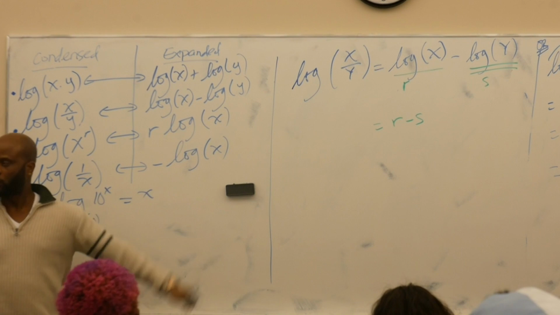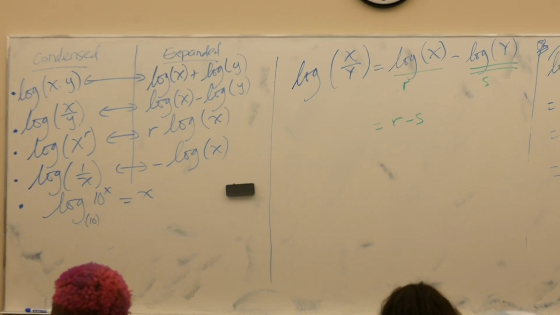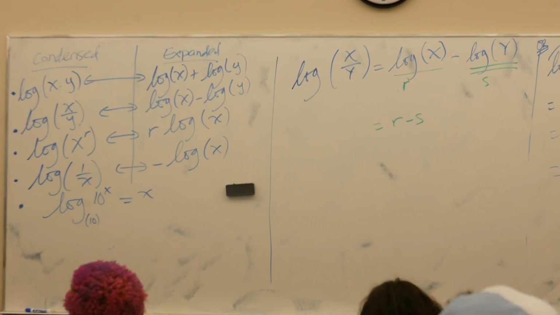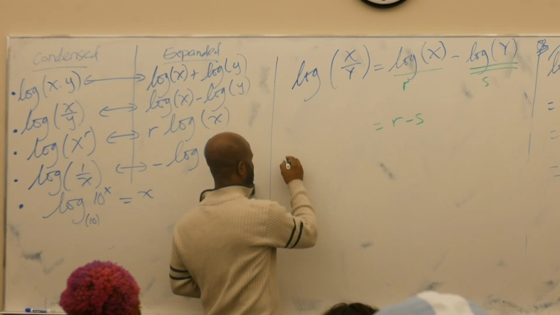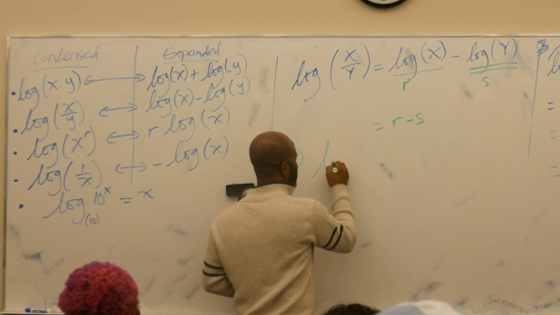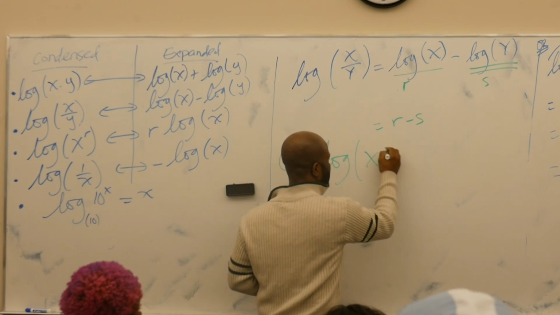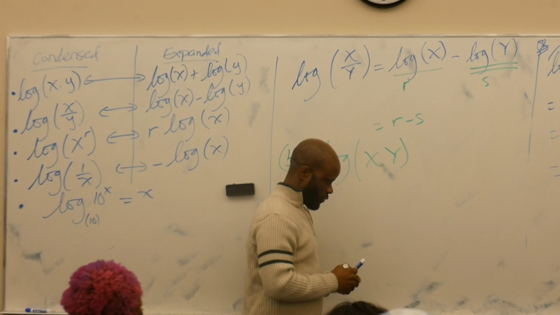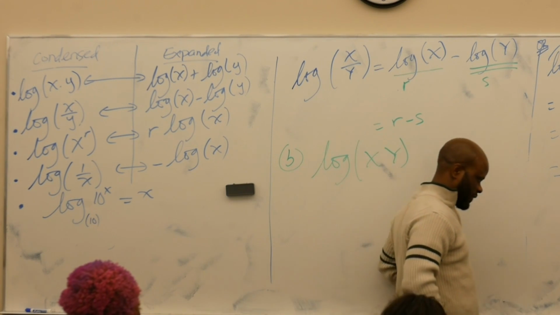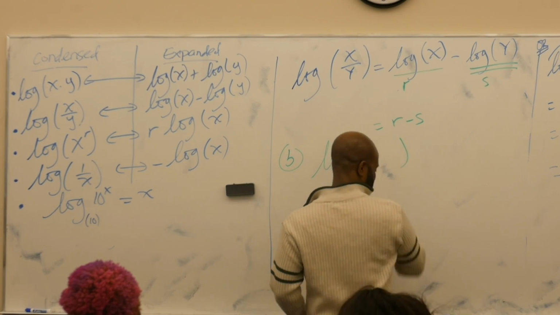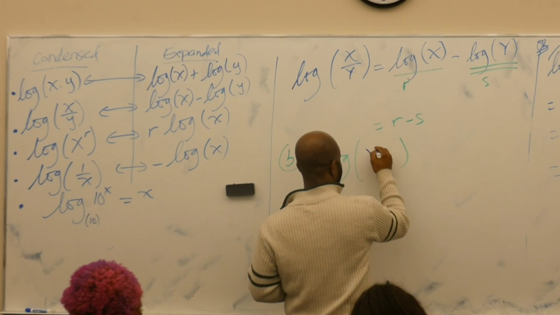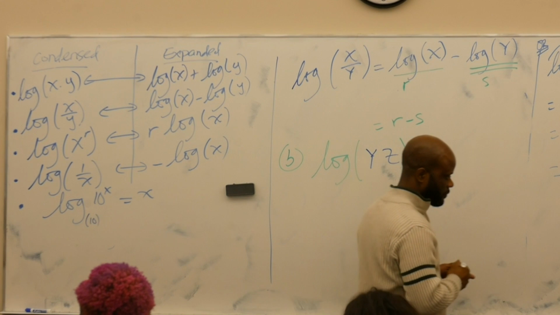We're good? So then I need you all to try B on your own. Take 35 seconds. Do problem B. Problem B is asking you for the log of x times y. Write that in terms of R, S, and T. Oh, C rather. Sorry. The log of Y and Z.